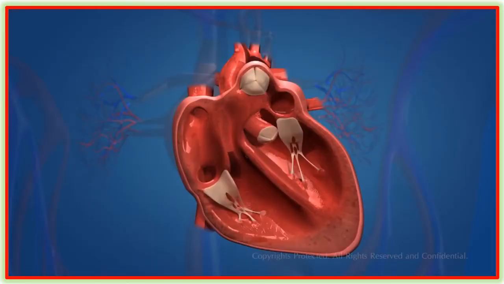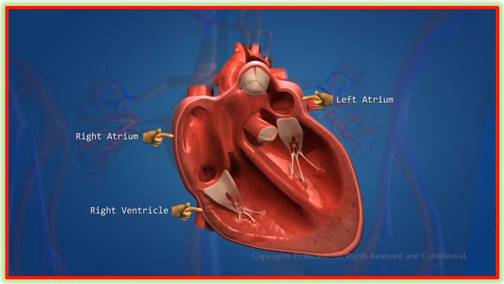The human heart has four chambers. The right atrium. The left atrium. The right ventricle. And the left ventricle.